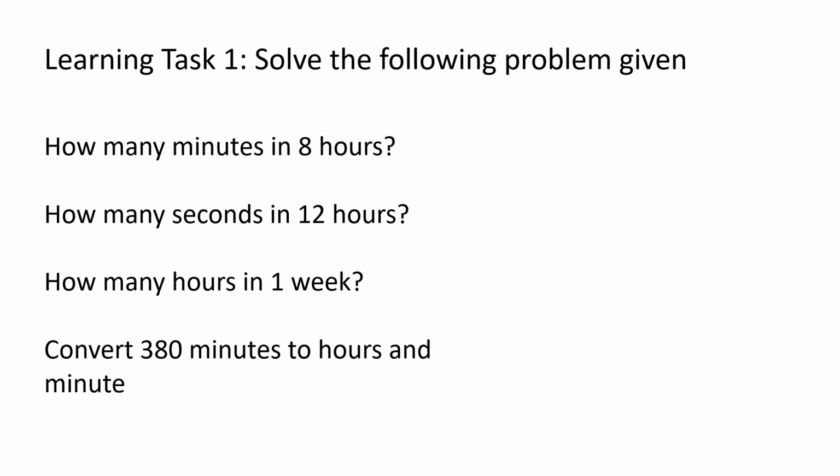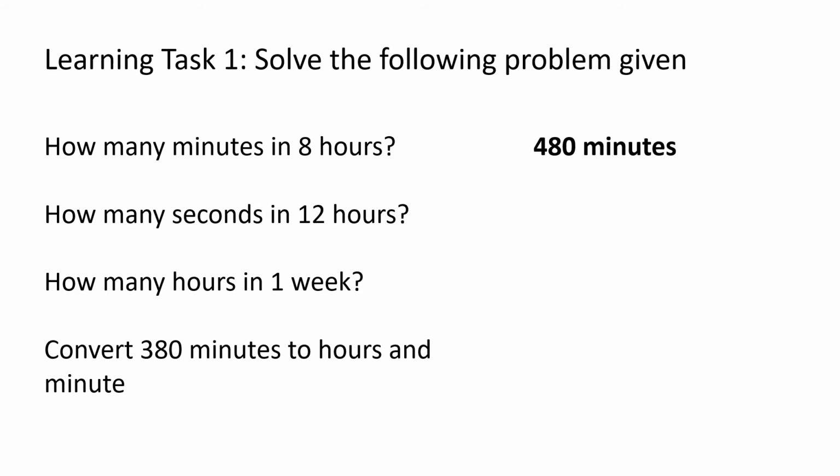Timer stops. So, number one, we have how many minutes in 8 hours? For 1 hour, we have 60 minutes. So, 8 hours times 60 will give us 480 minutes.